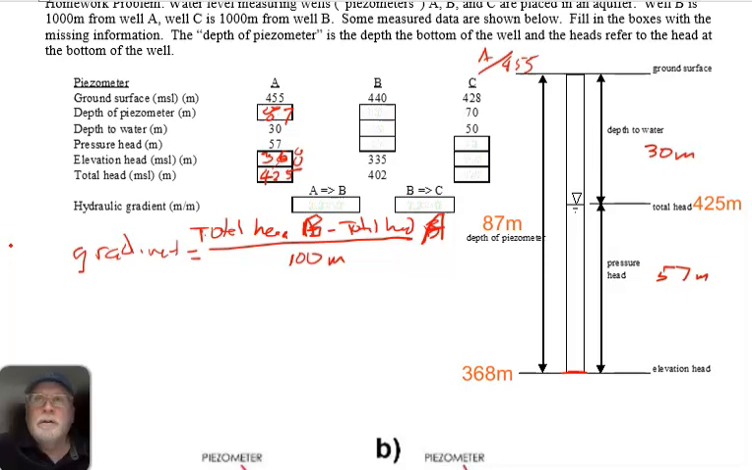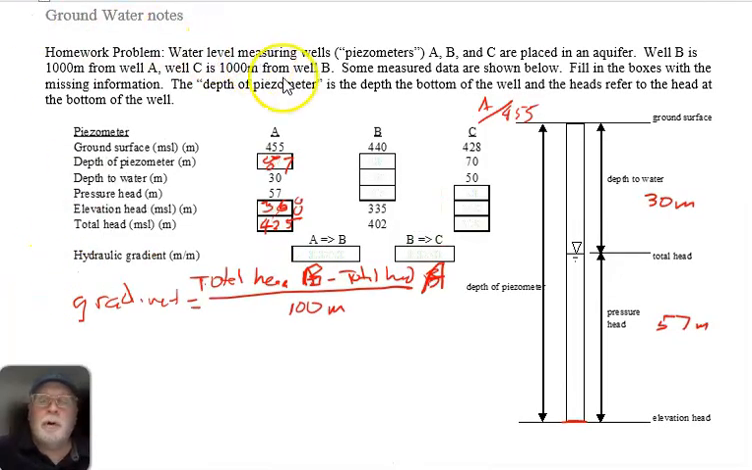If your water is going uphill, you probably dropped a sign somewhere. So the gradient really is negative in the direction of flow, but like I said, a lot of times we just say the number and then say what direction it is. So finish out that homework problem on your own.